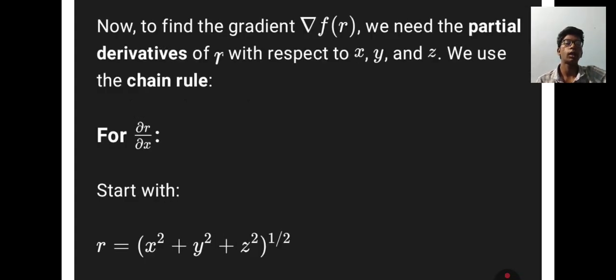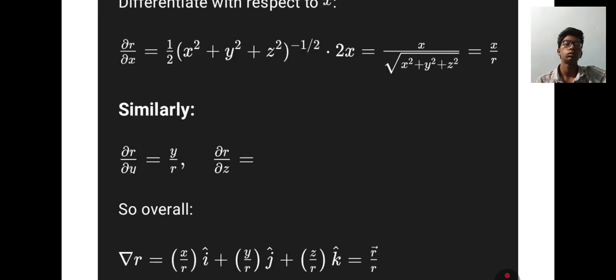Now to find the gradient del f of r, we need the partial derivatives of r with respect to x, y and z. We use the chain rule for dou r by dou x. Start with r equals (x square plus y square plus z square) whole power 1 by 2. Differentiate with respect to x. Dou r by dou x equals half into (x square plus y square plus z square) whole power minus 1 by 2 into 2x, which equals x by square root of x square plus y square plus z square, equals x by r.